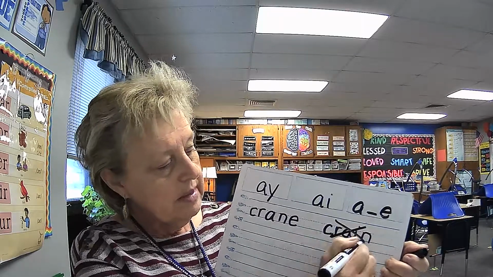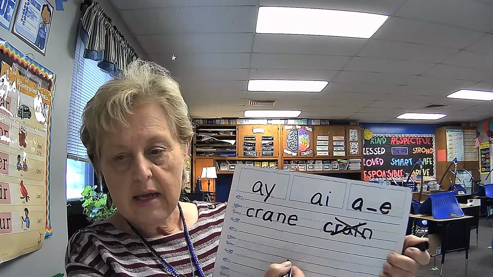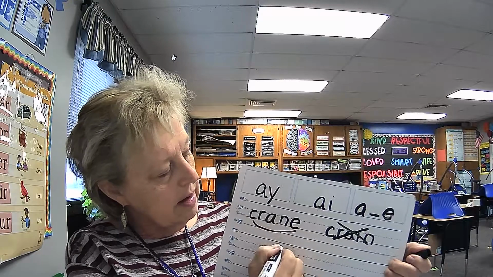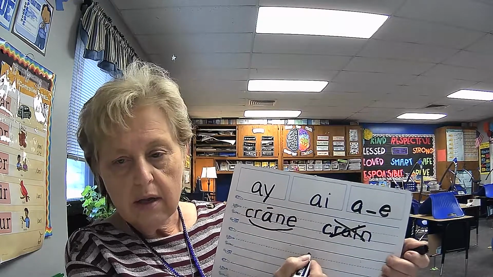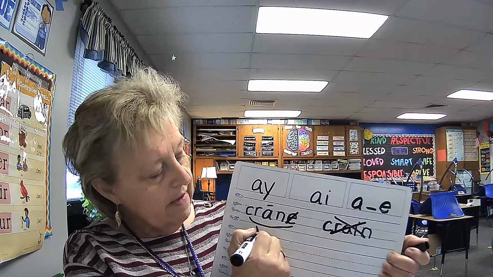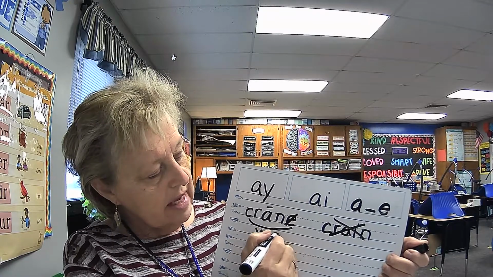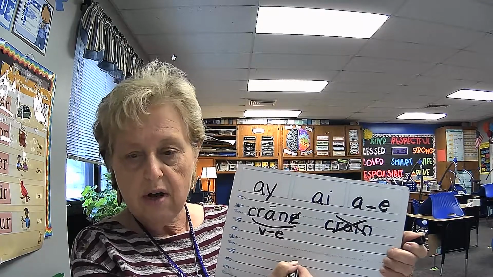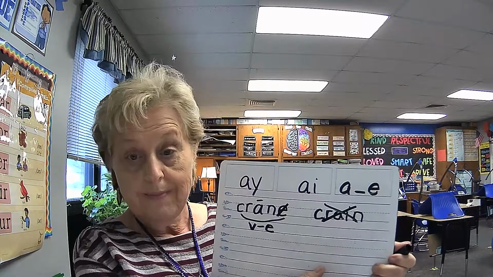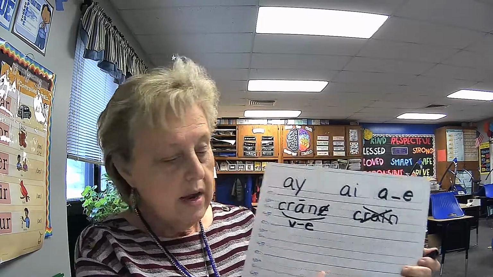That's right, C-R-A-N-E. Let's go ahead and scoop it, crane, mark the macron, cross out the E, and it is a vowel consonant E word. Vowel consonant E. All right, next word, next slide.